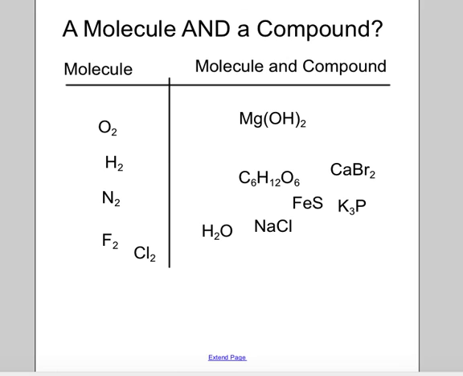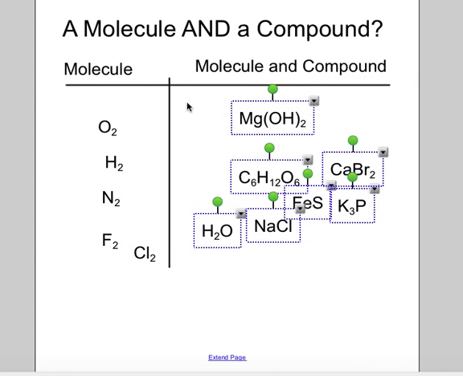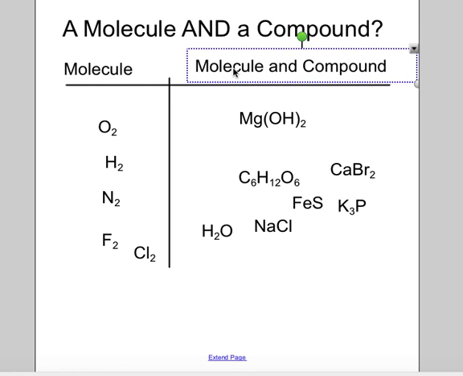If you made it this far in the video, congratulations. You watched the whole thing. We've got molecules which only have 1 type of atom, but all of these are known as molecules. And they're also compounds because they have 2 or more atom types. Thank you very much.